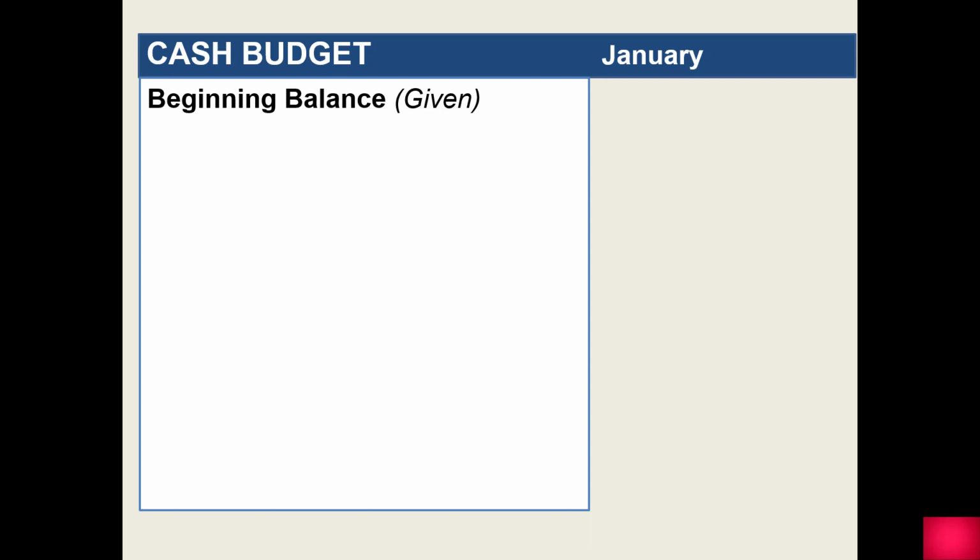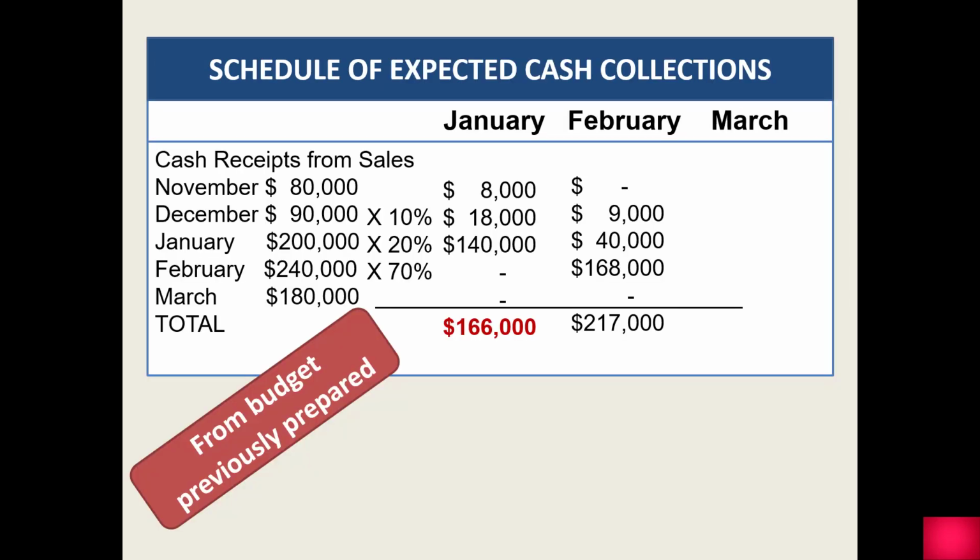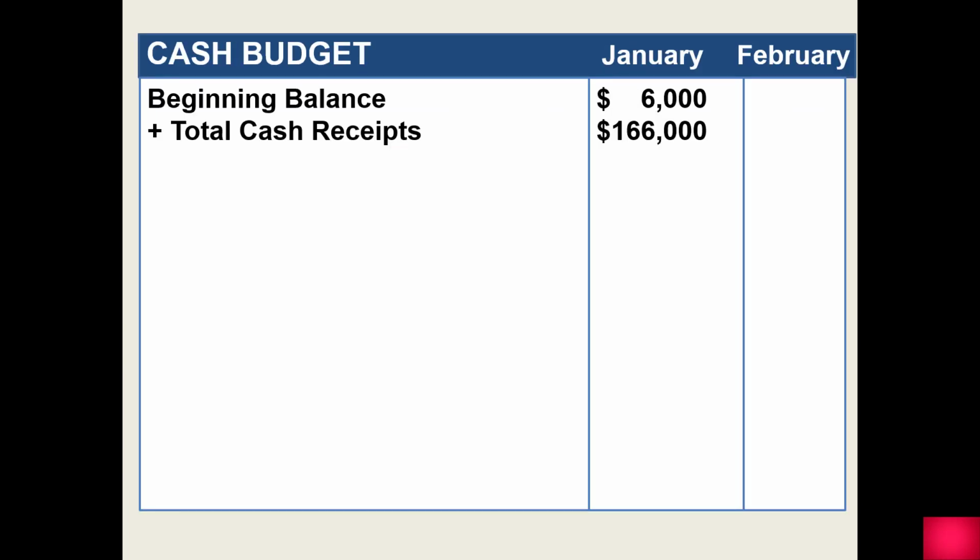All right, the beginning balance is given. We'll add cash receipts. So beginning cash was given to be $6,000. We calculated cash receipts to be $166,000. We can now subtract our cash disbursements.